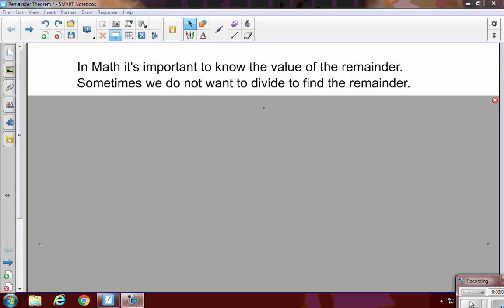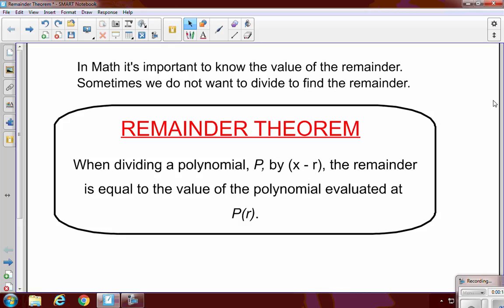This lesson is going to examine how we could look at polynomials and division of polynomials and determine their remainder. Because, as the statement says, in math it's sometimes important to know the value of this remainder, and sometimes we just don't want to divide, either through long division or synthetic division, to find the remainder. So we have what we call the remainder theorem.